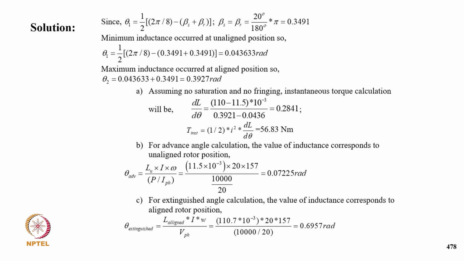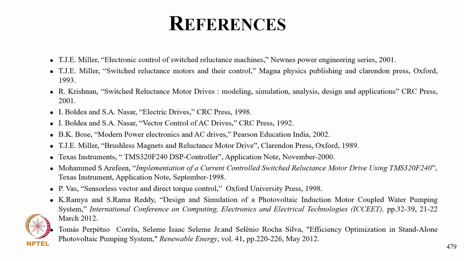So theta advance is equal to L_U I omega upon V phase. Putting the value, 0.725 for L_U, calculate the value of inductance corresponding to the unaligned position. So the advance is I into omega upon V phase, that comes 0.6957 radian.